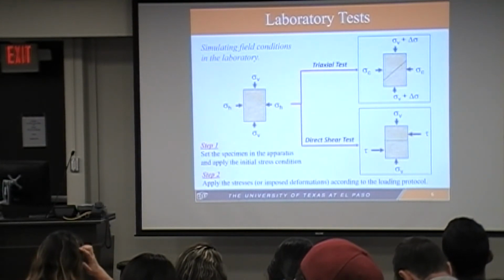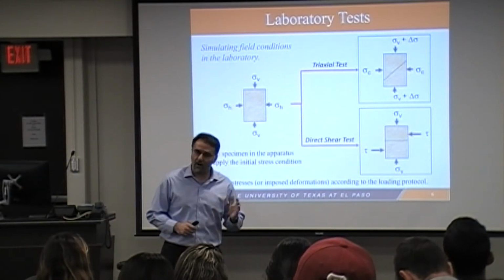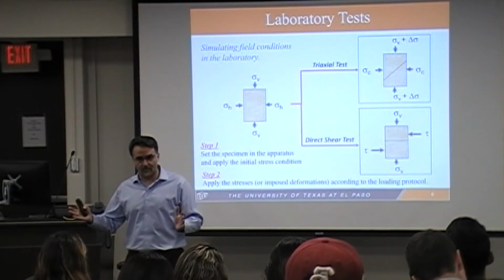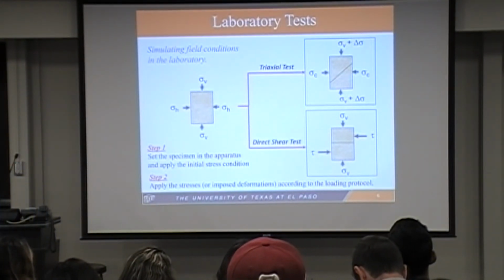Alright, the process is, for both tests, that first you apply confining pressure. The second step is you take the material to failure. You apply the stress state that results in the failure of the material.